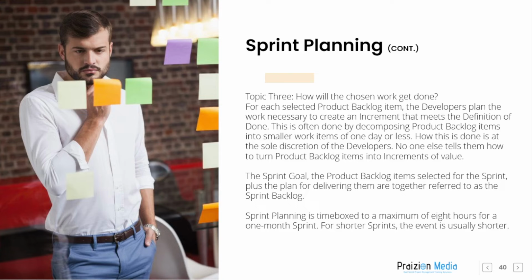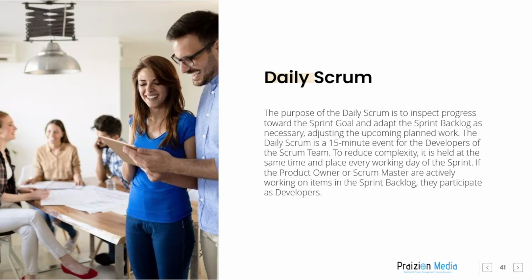The sprint goal, the product backlog items selected for the sprint, plus the plan for delivering them are together referred to as the sprint backlog. Sprint planning is time-boxed to a maximum of 8 hours for a 1-month sprint. For shorter sprints, the event is usually shorter.